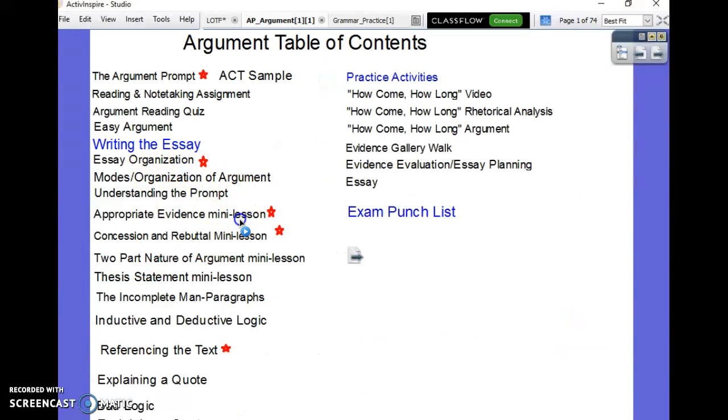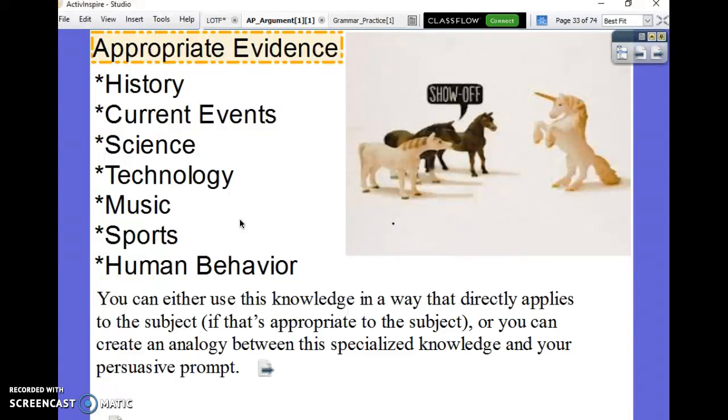All right. Big thing that we did notice is make sure that you're using appropriate evidence. Your evidence should be history, current events, science, technology, music, sports, human behavior. If you've really got nothing else to say, you can use that personal experience, but these are really your better choices. And notice on the sample essay that you've been given, they have better evidence, which helped score that up from a 5 or 6 into that 7 range.